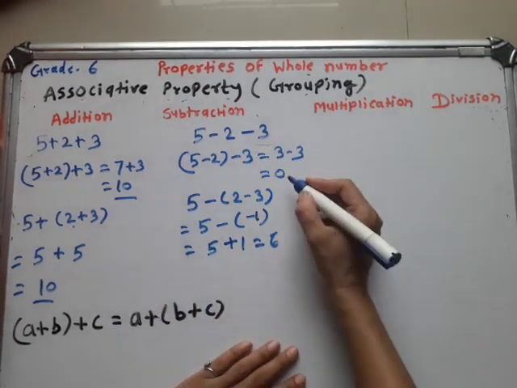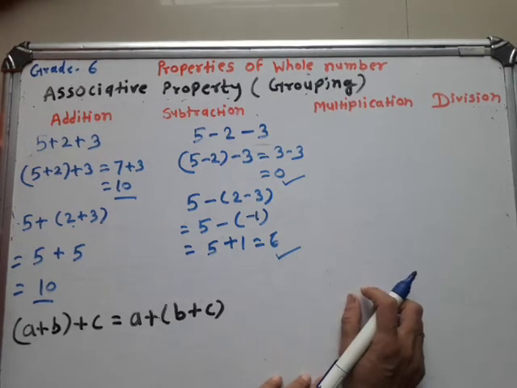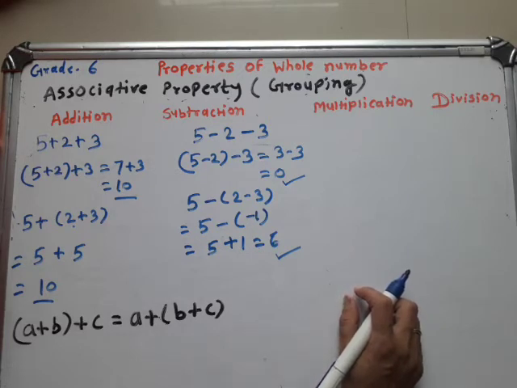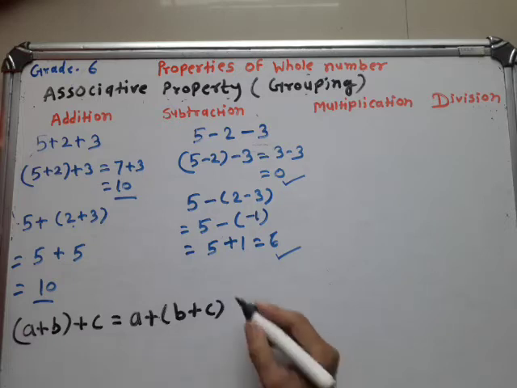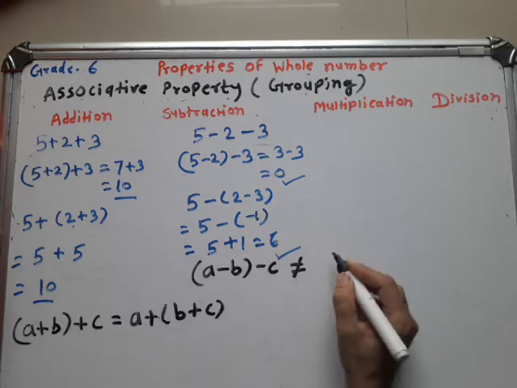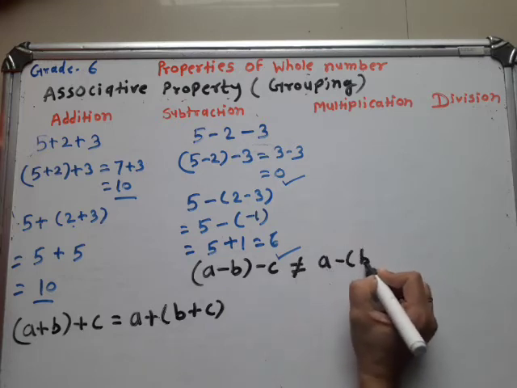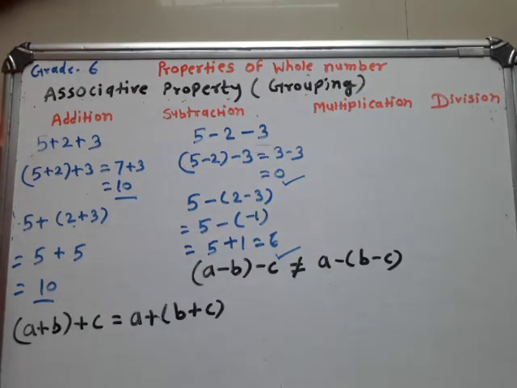So see here. Here the answer we get is 0, and here the answer we get is 6. It means the answer is different. So here the associative property does not hold true for the subtraction of whole numbers. So what do you write here? A minus B minus C is not equal to A minus B minus C with the grouping changed. This is not applicable, or does not hold true, for subtraction of whole numbers.